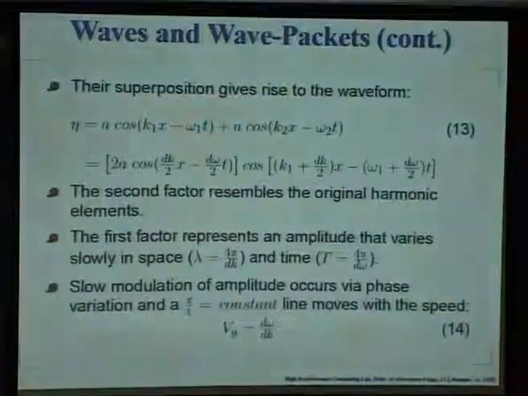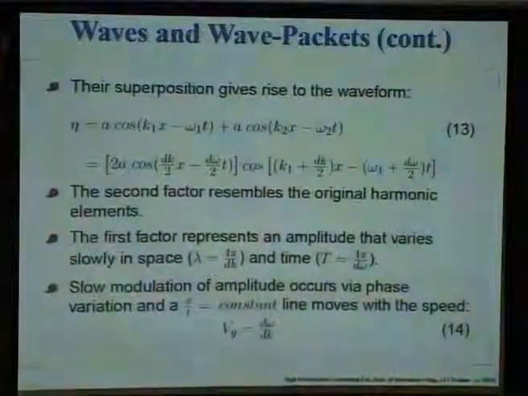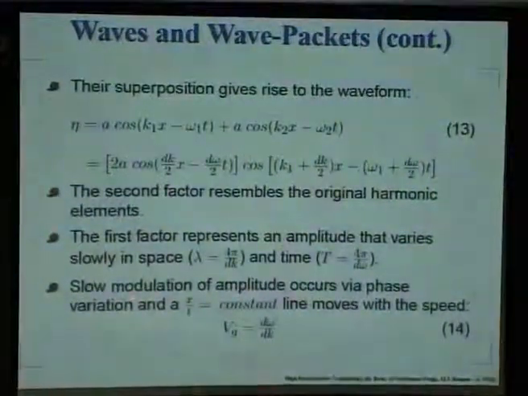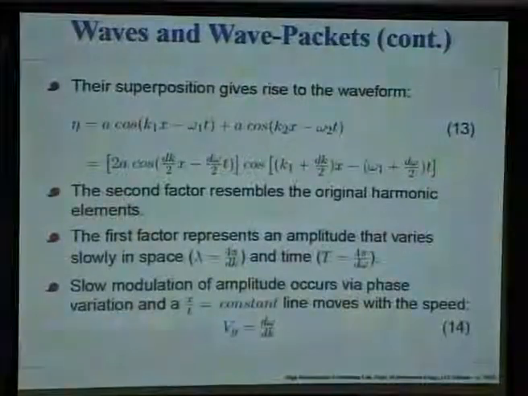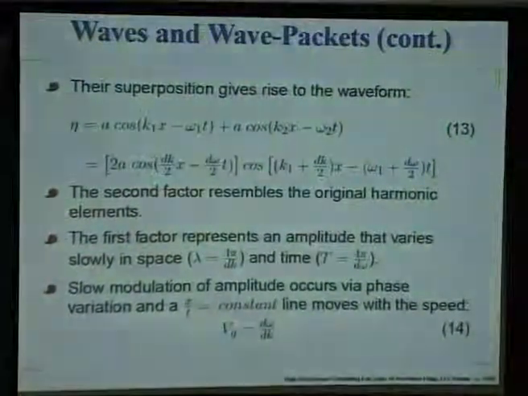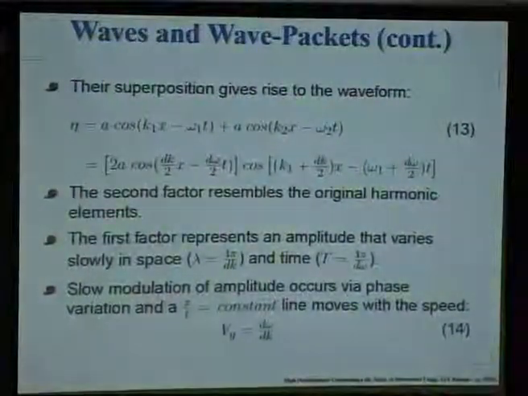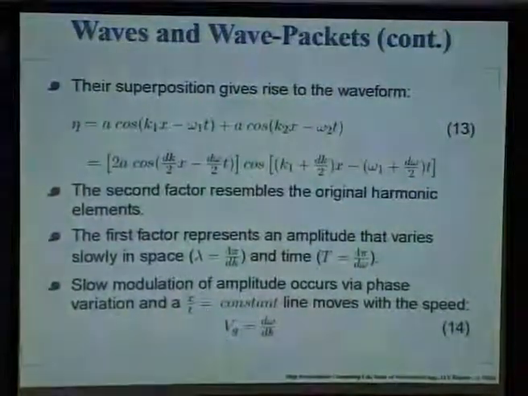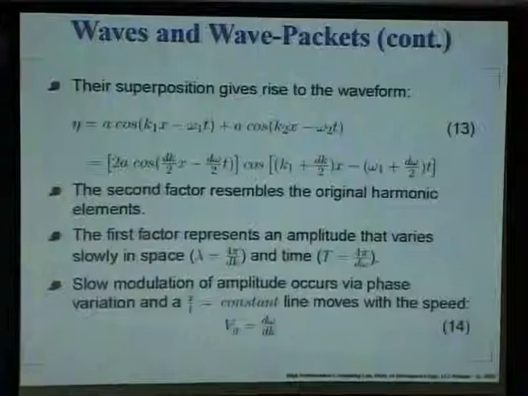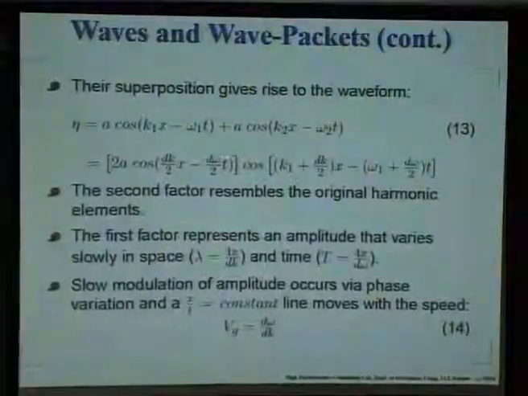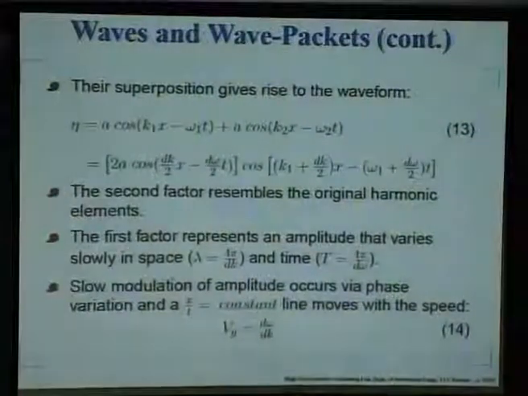So, what we notice is that two neighbors interact via superposition to give you a slow modulation of amplitude, and that gives you a kind of phase variation given by this argument. And if you want to track a constant x by t line, you would be doing it by following d omega by dk.